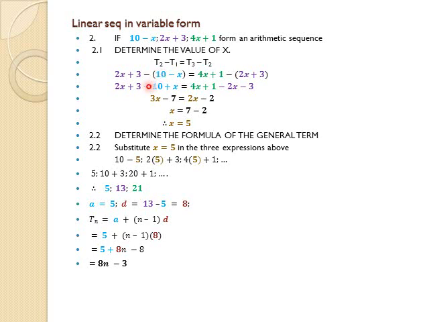So negative times positive gives me negative 10. Negative times negative gives me plus x. Negative times positive gives me negative 2x. Negative times positive, negative 3. 2x plus 1x would give me 3x. 3 minus 10 gives me minus 7. 4x minus 2x would give me 2x. 1 minus 3 would then give me negative 2.